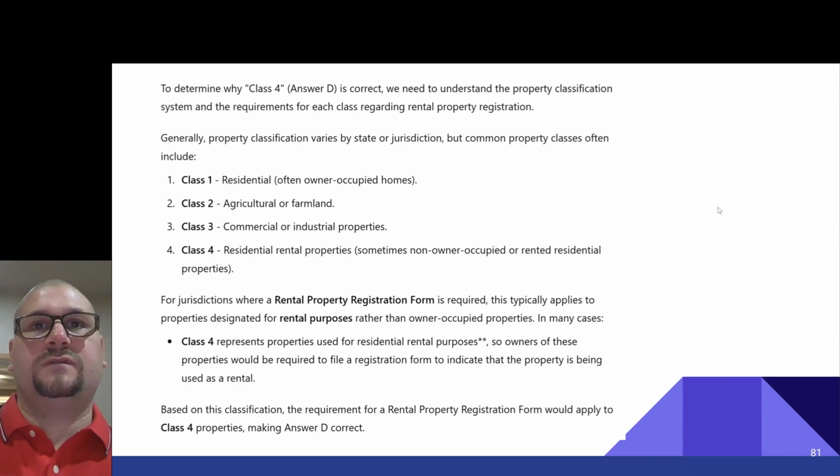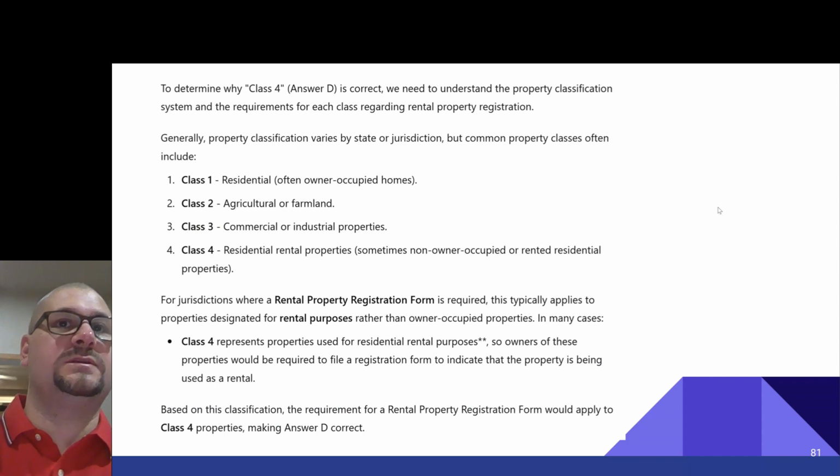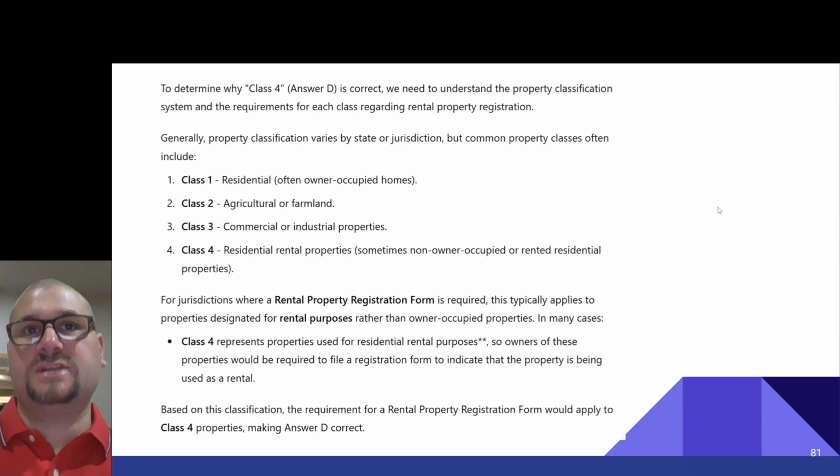So if it's a school, that's commercial or industrial, and they'll get the tax write-off. But you'll notice if it's a Class 3 property, it's going to be a business, something like that. Class 4 properties are going to be classified as just residential rental properties. So anything to do with a rental property registration form is going to be with a Class 4 property class.